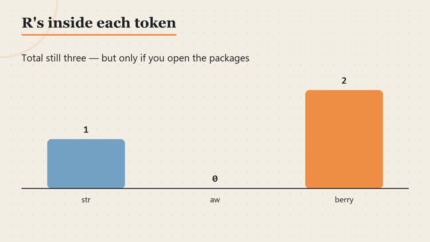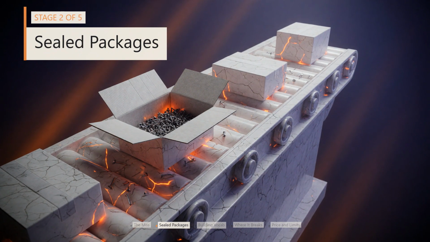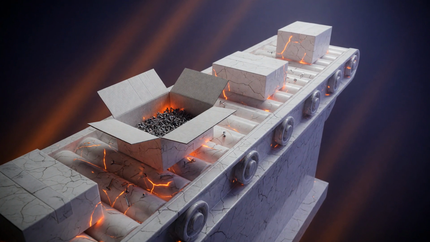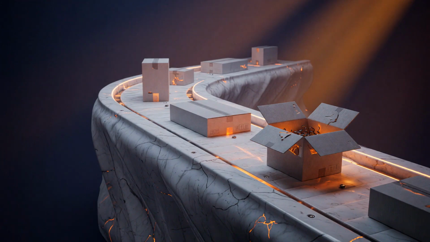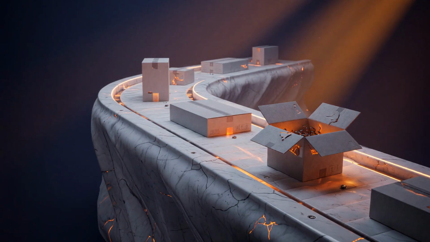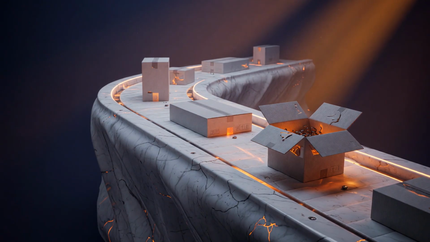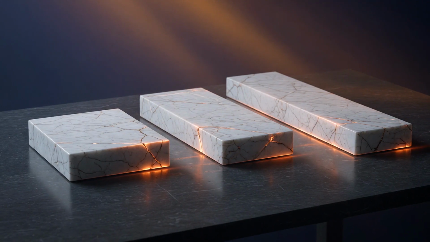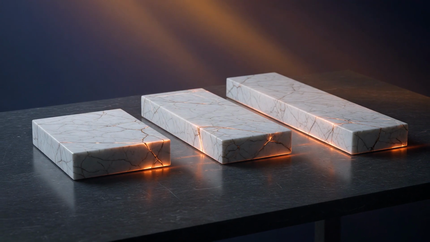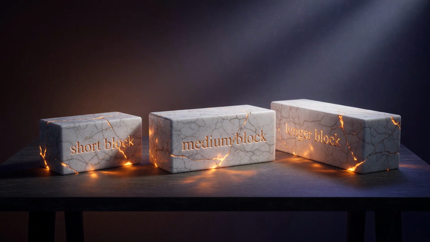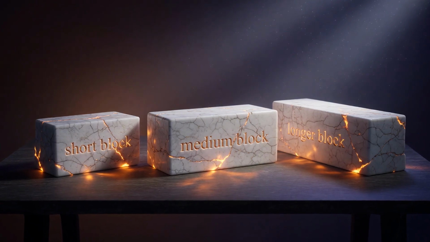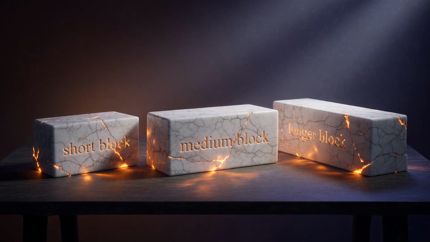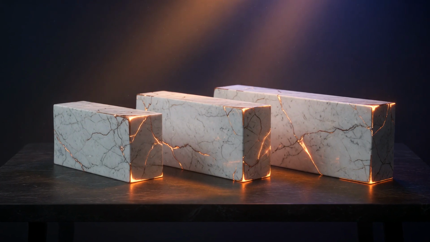Stage 2, sealed packages, what the model actually receives. Think of a shipping warehouse. You never count individual screws inside sealed boxes. You move whole boxes. The model works the same way. It never receives the raw letters you typed. It receives sealed packages called tokens. A token is a common chunk of text. The system has learned to treat it as one unit. A token can be a whole short word, or just a piece of a longer one. And sometimes it's only a single character. Those are the sealed packages the model actually receives.